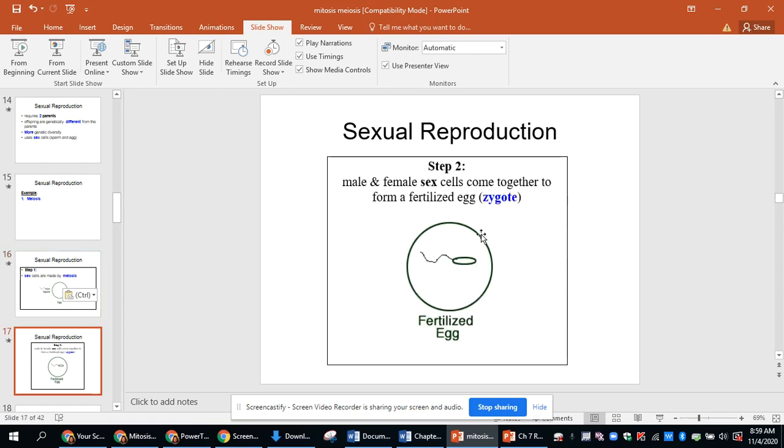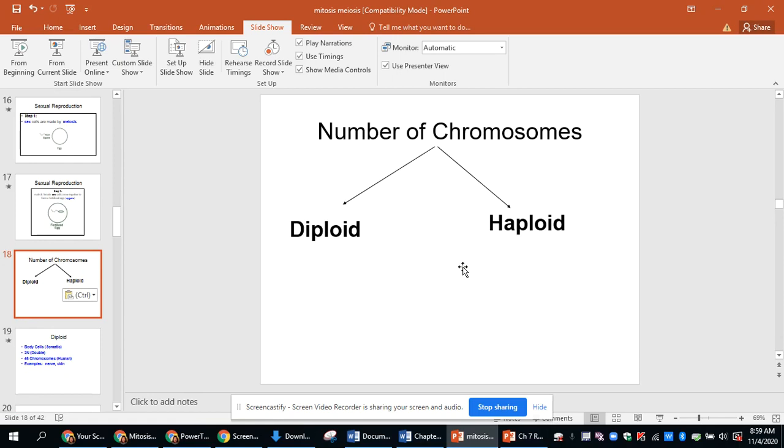So that way, when they join during fertilization to form the new individual, this zygote is diploid and it has twice the number of chromosomes, or has two sets of the chromosomes, one from their mom and one from their dad. So we're going to look at that process now.